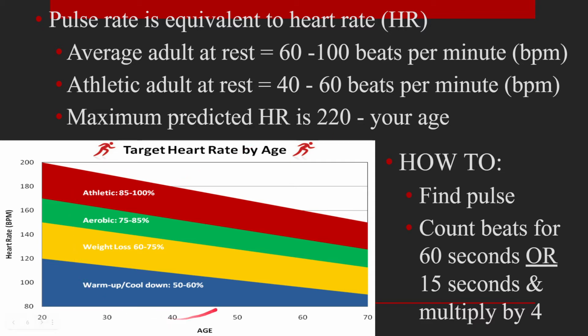This graphic is just telling you what your target heart rate is if you're trying to accomplish different goals. So if your goal is to lose weight, you want to hit a heart rate that's somewhere in this yellow band. If you want to get aerobic exercise, you want to hit this green band. And if you want to increase athletic ability, then you want your heart rate to hit this red band. And you'll notice that all of these bands go down as you age, because remember that your heart does wear down as you get older.